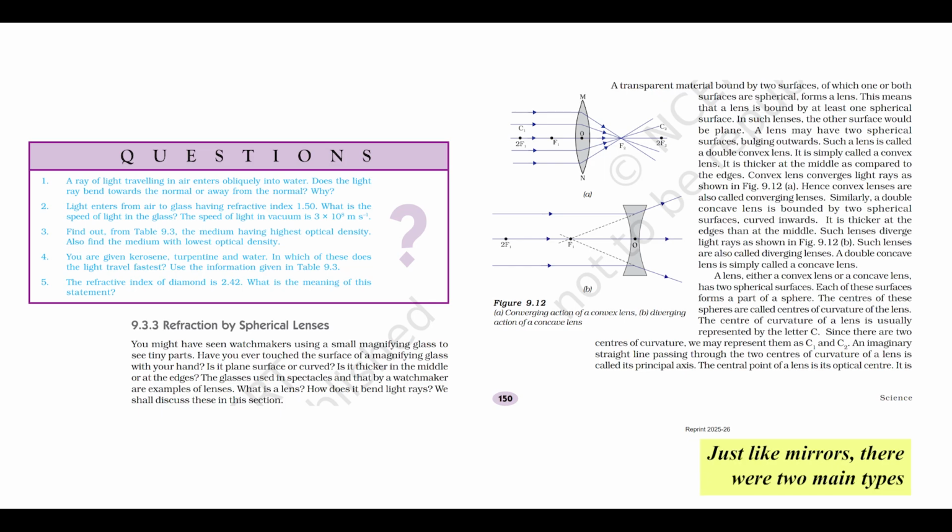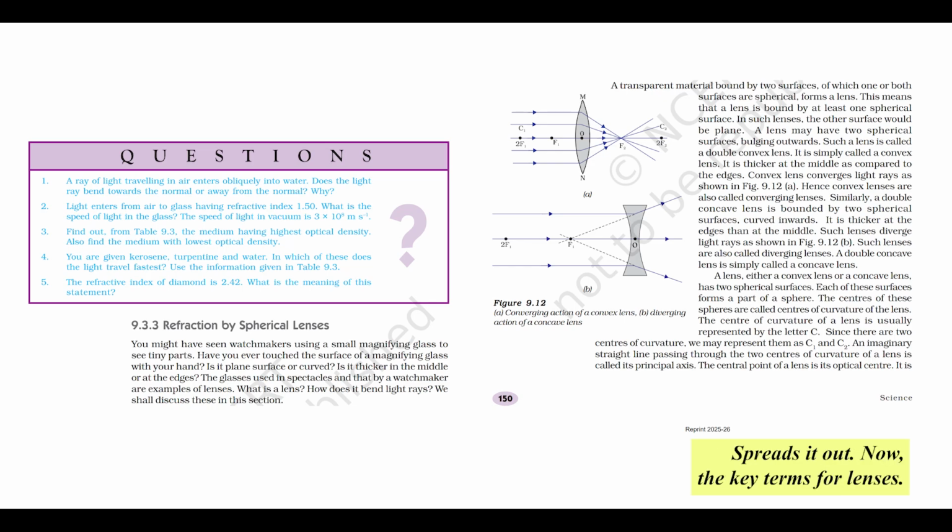Just like mirrors, there are two main types of spherical lenses. First, the convex lens. It's thicker in the middle and thinner at the edges. Usually both surfaces bulge outwards. Its key action is to converge parallel light rays, bring them together at a point. That's why it's also called a converging lens. Convex converges light, like a magnifying glass focusing sunlight. Second, the concave lens. It's thinner in the middle and thicker at the edges. Usually both surfaces curve inwards. Its key action is to diverge parallel light rays, spread them out. So it's also called a diverging lens. Concave diverges light, spreads it out.